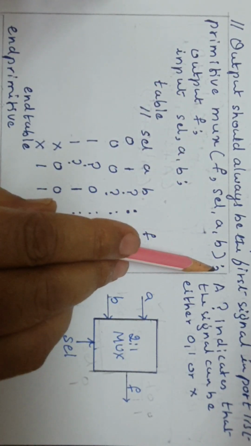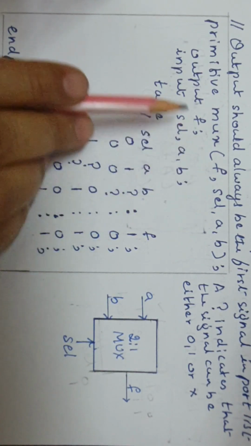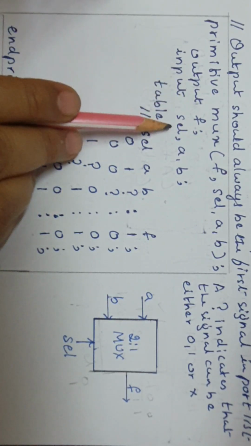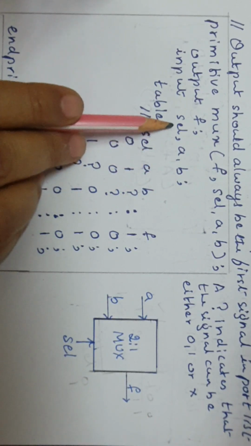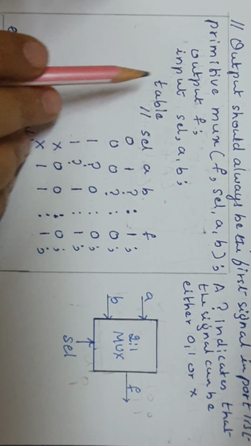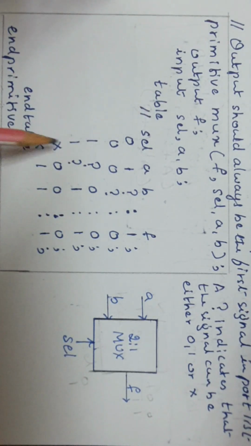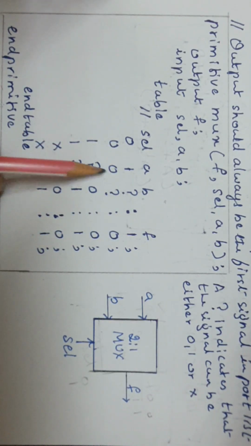So within brackets, then semicolon. This statement is the start of the primitive. Inside, output F semicolon declares F as output; input SEL comma A comma B semicolon declares SEL, A and B as input signals. Next, between table and end table we have to write the implementation of the logic circuit in the form of inputs and output, with the relation between them. This is a comment line just to show what these are.